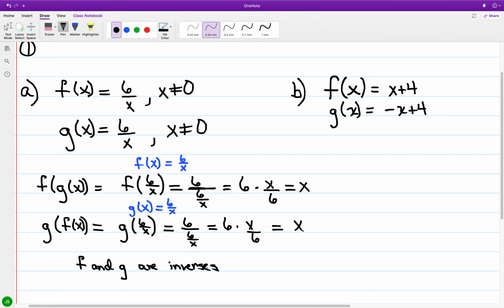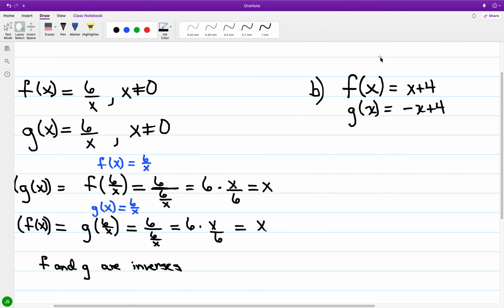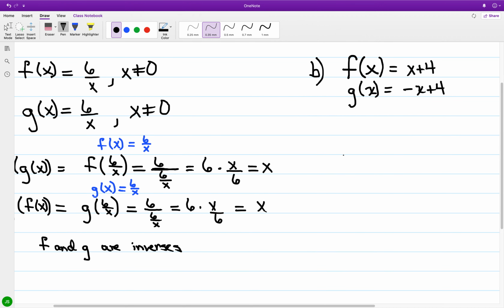In the crossover to part B, we now have f of x is equal to x plus 4, and for g of x, we have negative x plus 4. And looking at the compositions, we have f of g of x. Again, we have g of x at negative x plus 4.